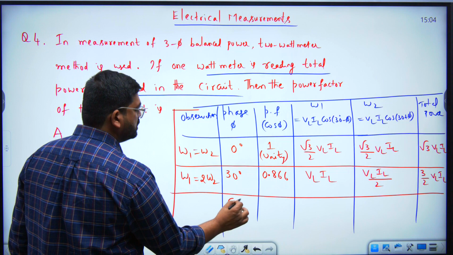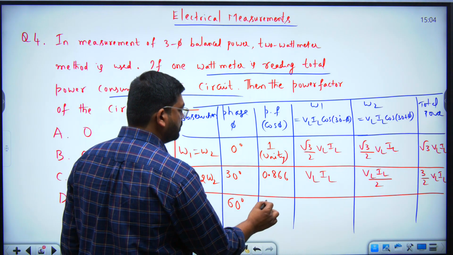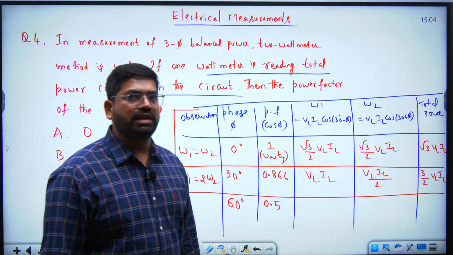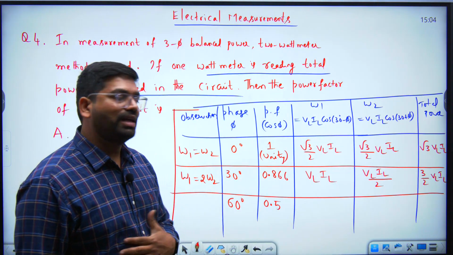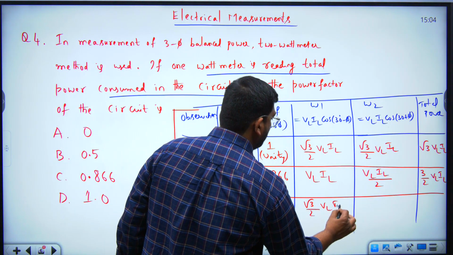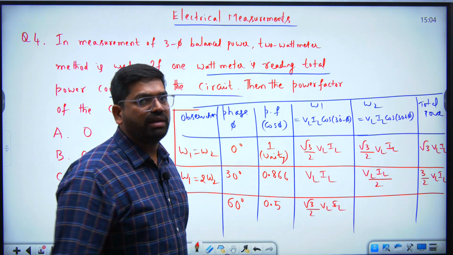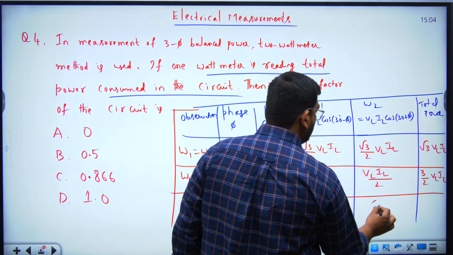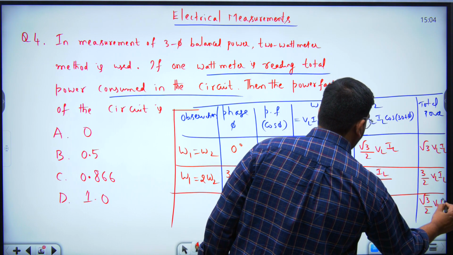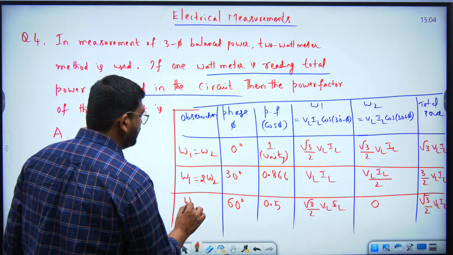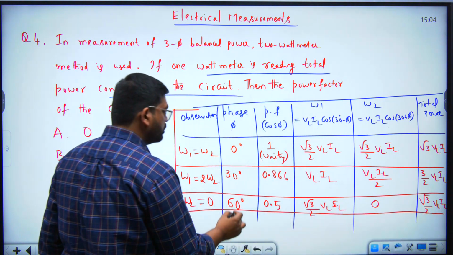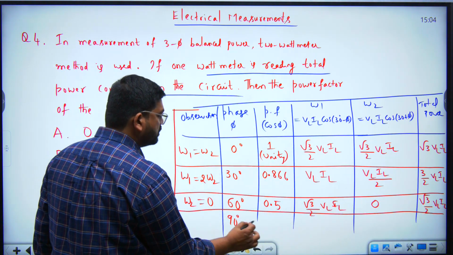Next, with 60 degrees, cos 60 means 0.5. Then VL IL cos of (30 minus 60), cos of minus 30, is also positive, cos 30, which means root 3 by 2 VL IL. The next one, VL IL cos of (30 plus 60), is cos 90, which is 0. Total power is only because of one wattmeter reading, that is root 3 by 2 VL IL. What is the observation? One wattmeter is reading 0.